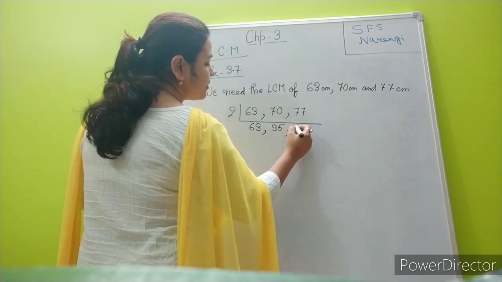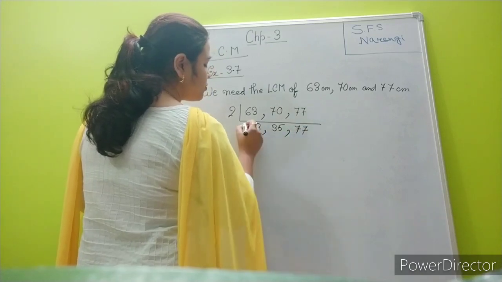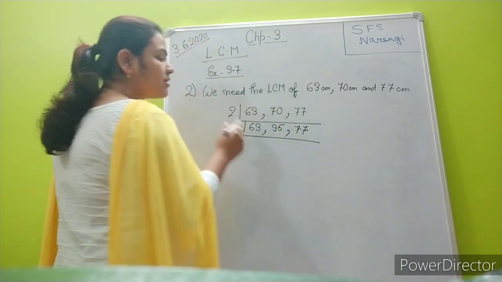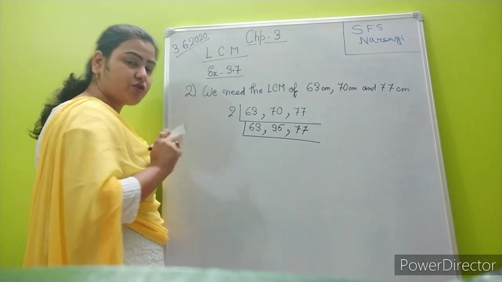235 just 70. Now, does 77 go? No, it does not go. Now, 63 does not go. 35 does not go. 77 also does not go.